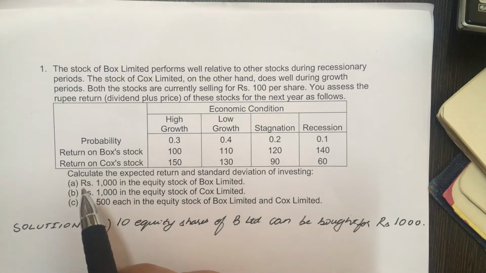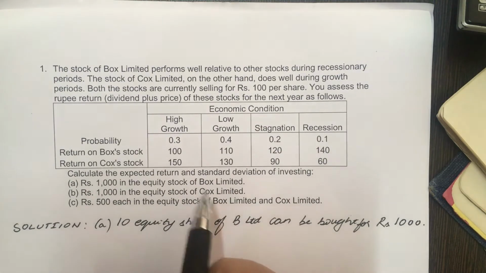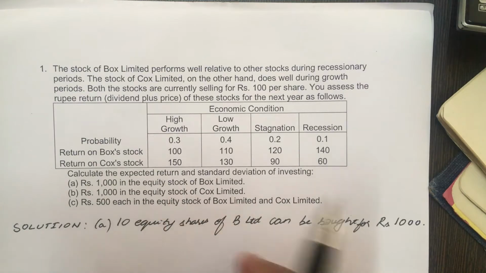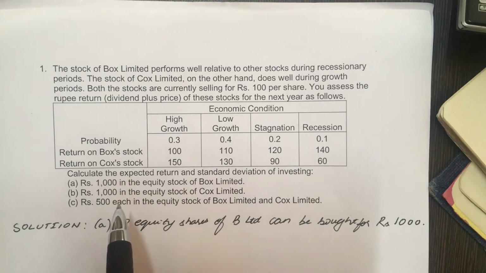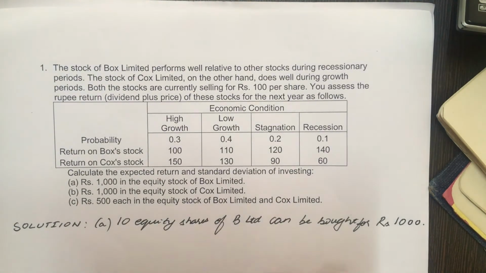So, in the first two instances, A and B, this is nothing but investing in individual securities. You either invest in Box or Cox. But here, once you put your money in more than one stock, then it becomes a portfolio. So here we're going to invest 500 each in the equity stock of Box Limited as well as Cox Limited. Now let us solve this problem.